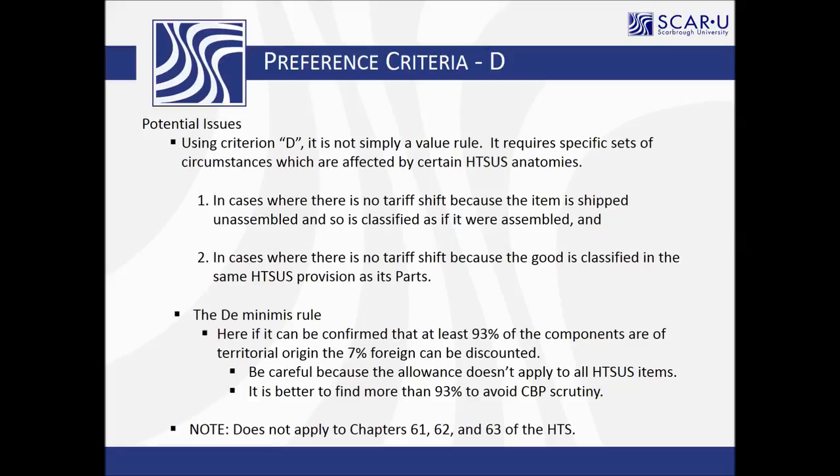Textiles are their own beast, chapter 61, 62, and 63. For any of you that do free trade agreements in general, textiles tend to be their own beast inside of any of them, whether they be GSP or anywhere else. So just note that for textile products.